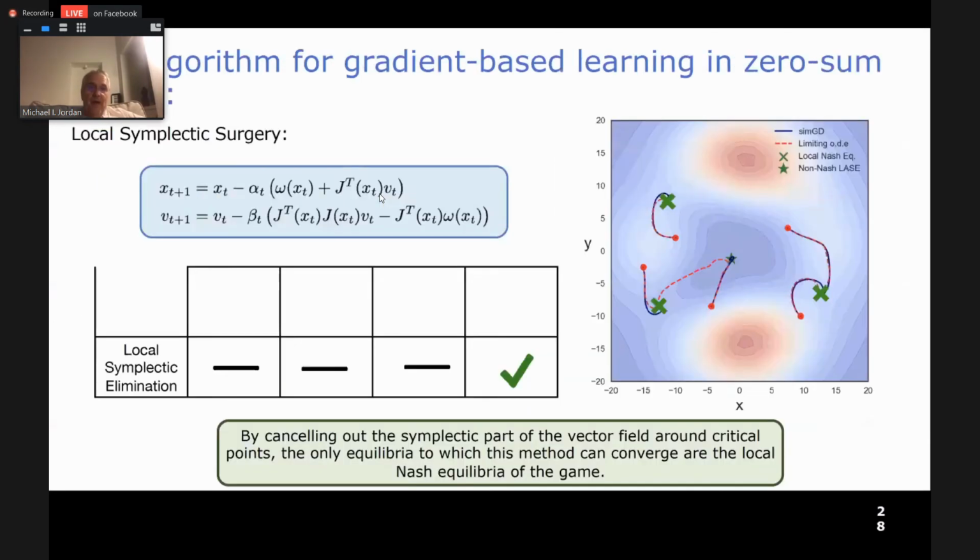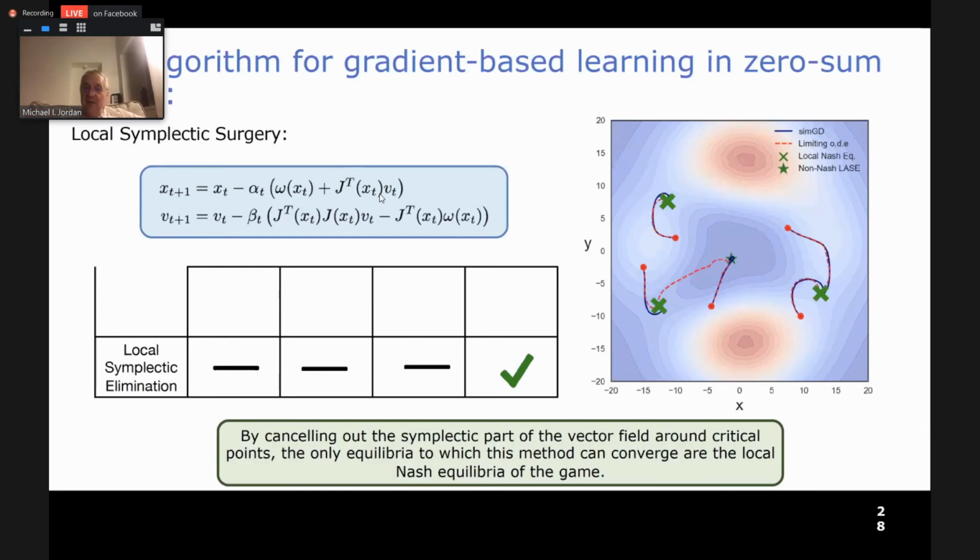So Eric has proposed a new algorithm, which we called local symplectic surgery. I've written out the algorithm there. It's using omega, and it's also using the Jacobian. And what's happening here is that this algorithm is actually canceling the symplectic component. The symplectic component here is actually what's making this algorithm converge to the tilted equilibrium. So if you cancel that, this algorithm will provably not converge to the non-Nash equilibrium.